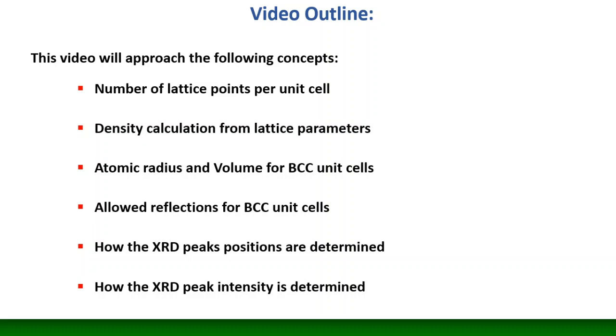Then, how to calculate the density based on the lattice parameters of a BCC unit cell. How to calculate the atomic radius and the volume for a BCC unit cell. How to determine the allowed reflections, which combinations of Miller indices are allowed to have reflections in the powder X-ray diffractogram in the case of a BCC unit cell.